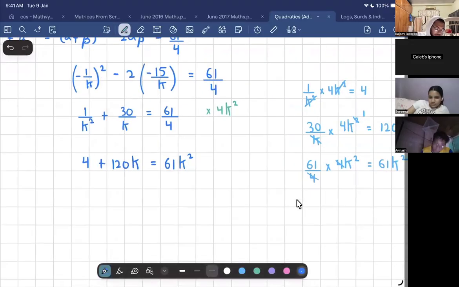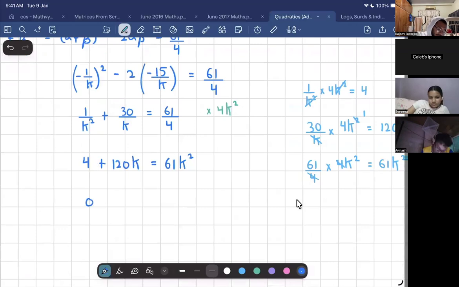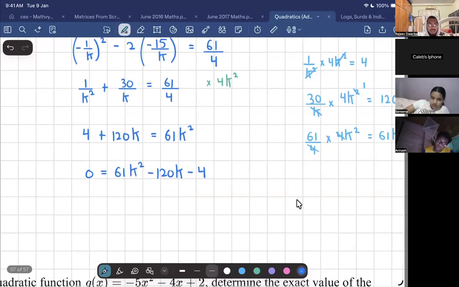Well, this is what you could do, right? I can move across everything to the right-hand side. So I would end up with 61k squared. Tell me, 61k squared what? 61k squared minus 120k minus 4. Lovely, isn't it? This is our what? Avinash, what would I call this?